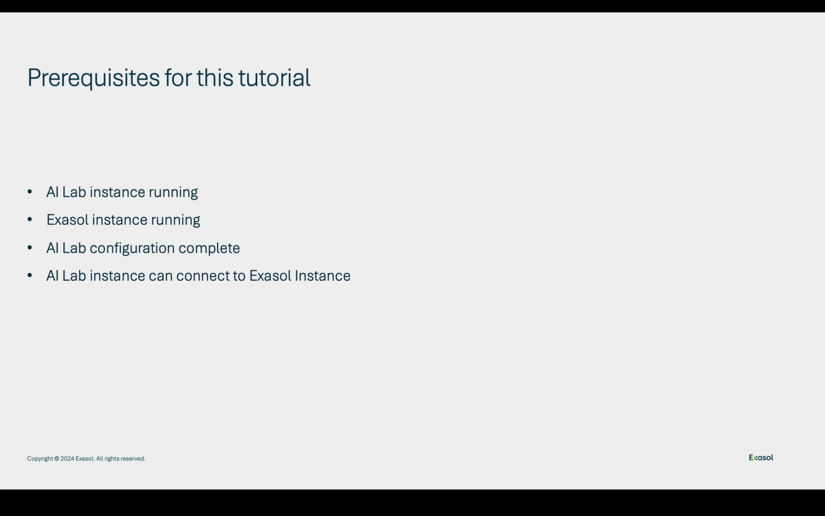And to follow along with this tutorial, there are a few things we recommend you do before you get started. First is get up and running with AI Lab. We have a separate video that walks you through all of the steps to download and get started with AI Lab. Next, you'll need a running instance of Exasol that you have access to. That's also covered in our Getting Started video. You'll have configured AI Lab. You guessed it, that's covered in the previous video. And you're going to connect that AI Lab instance to your Exasol instance so that AI Lab can access data in your Exasol environment and interact with that data.